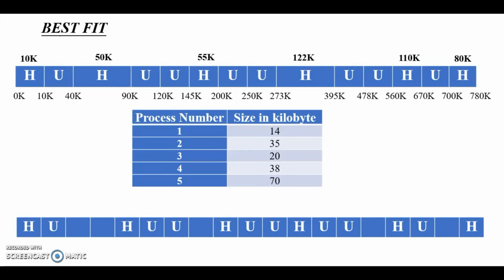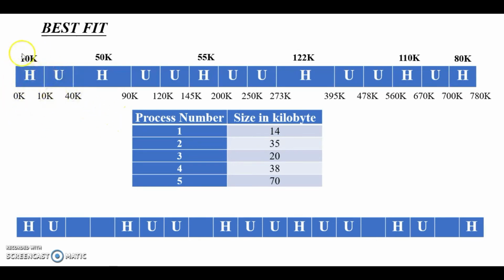Next is best fit. So we start with the tables. We copy down the tables and the U and hash. Leave some space in front of the hash. And then we can start with the process number. The best fit is different from the first fit. In best fit, we need to check from the smallest to the biggest. Check the hash and the process number.